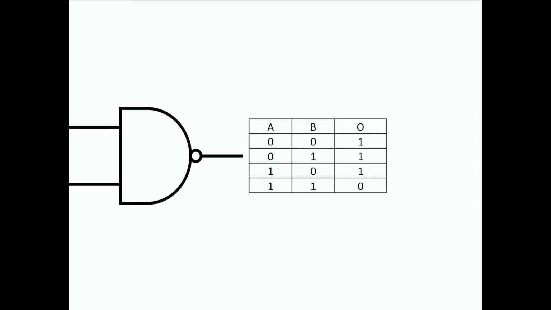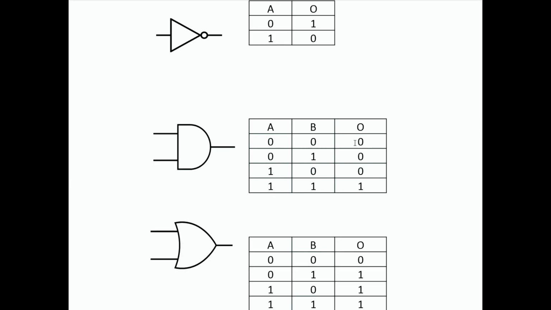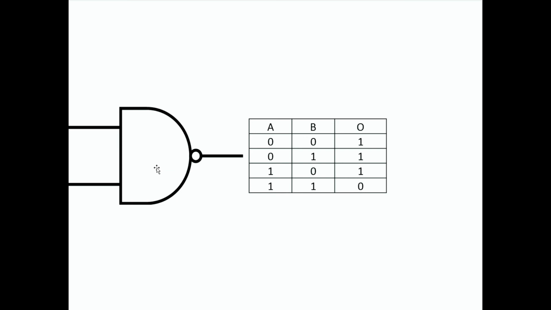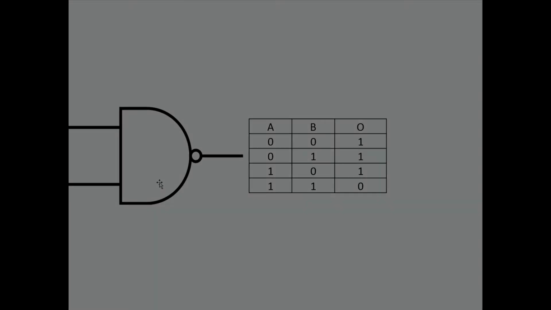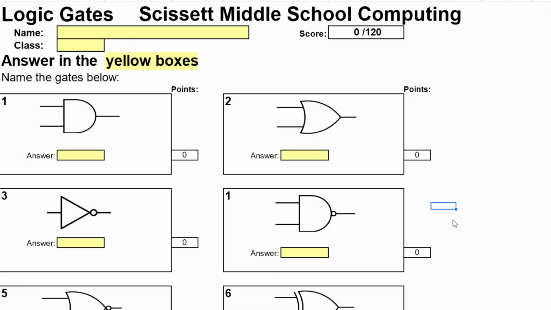Just go back and look at the AND gate, 0, 0, 0, 1. So they're the exact opposites, which is why we say a NAND gate, not an AND gate.